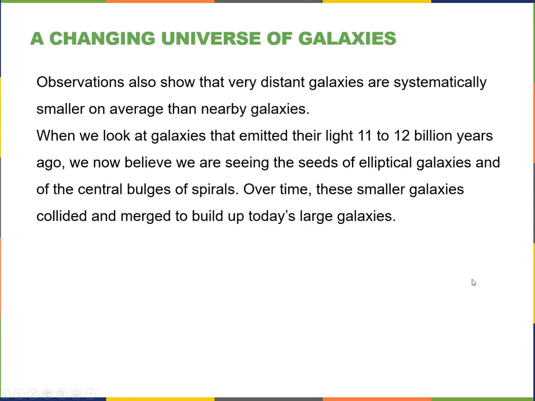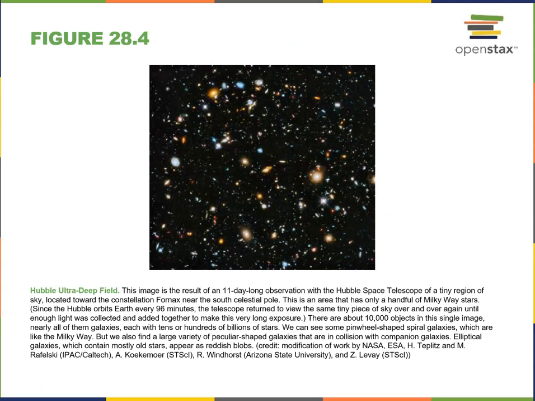When we look at galaxies that emitted their light 11 to 12 billion years ago, we now believe we are actually seeing the seeds of elliptical galaxies. Over time, these smaller galaxies collided and merged to build up today's large galaxies. So here we can see this image that is the result of an 11-day-long observation with the Hubble Space Telescope, and it's of a tiny region in the sky.